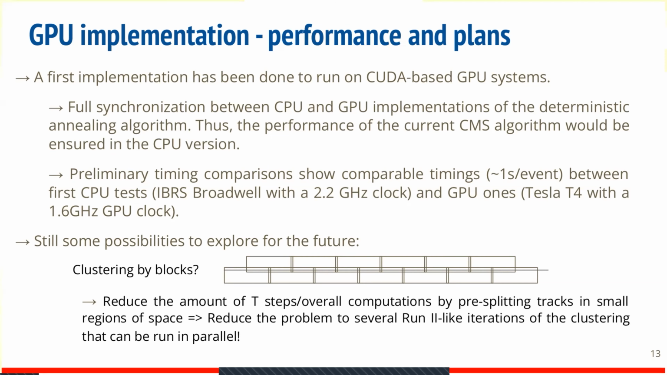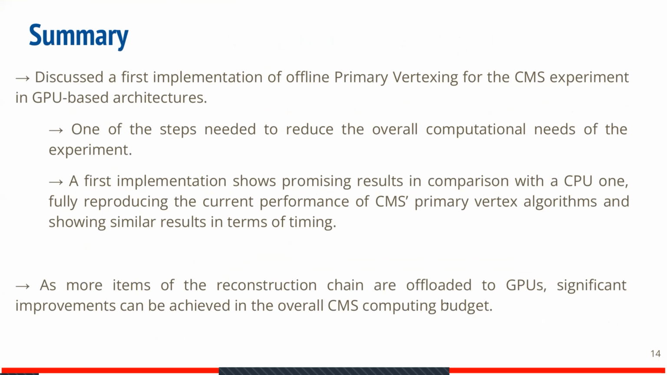There are still some things that can be considered for the future, like running this in parallel for a small subset of the detector, which we consider might be one of the possible ways of making this even faster. But what we want to stress is that we are already having some notable results porting this as a first step into a GPU. And I'm running out of time, so let me go to the summary.